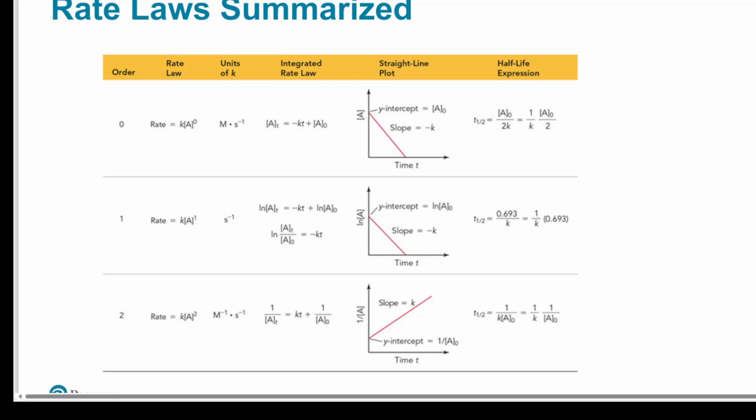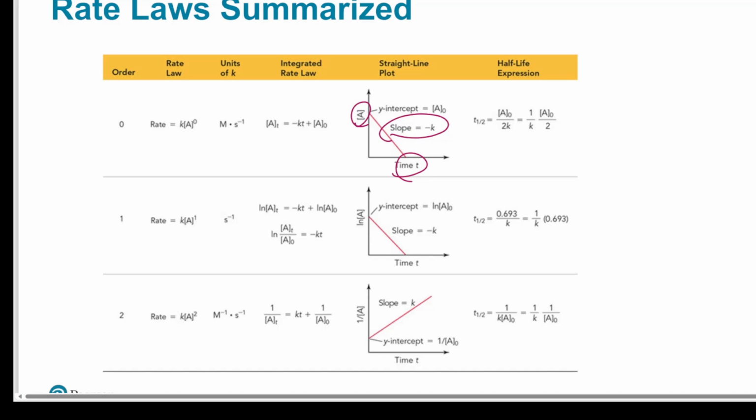If the information that we have for our reaction is concentration versus time, we can use the integrated rate laws to determine which order our reaction is observed to obey. So if we plot concentration versus time and we get a linear graph with slope equal to negative k, then our reaction is going to be zero order.